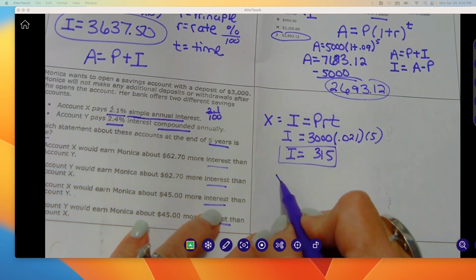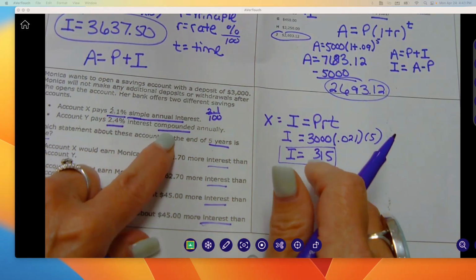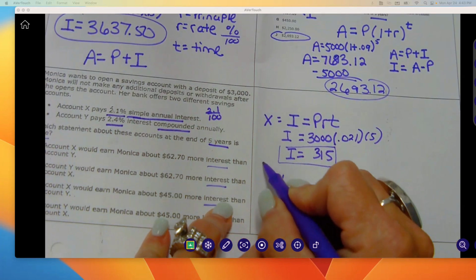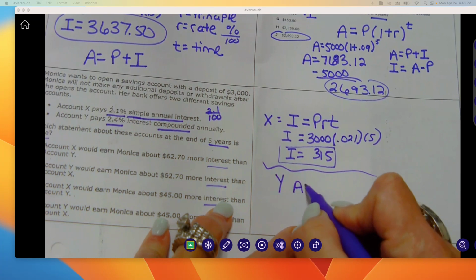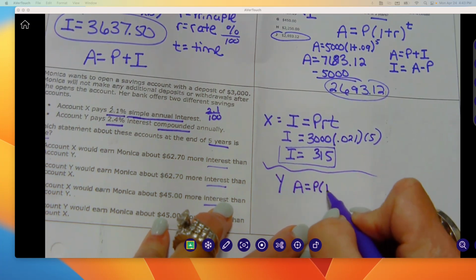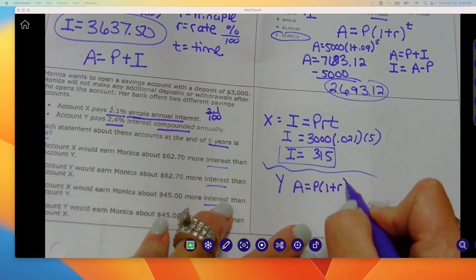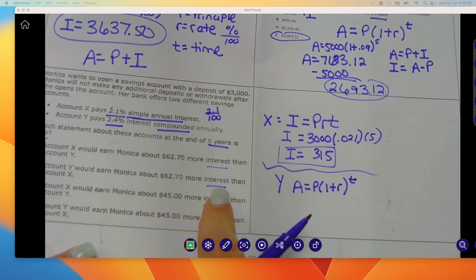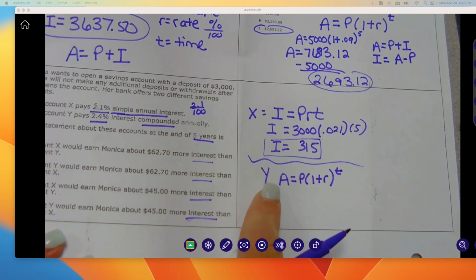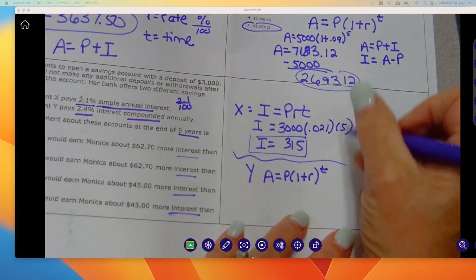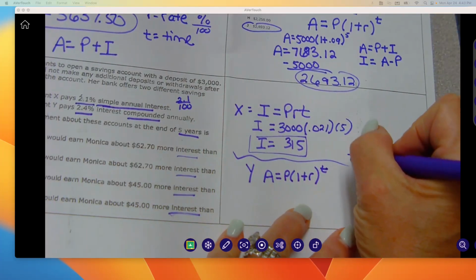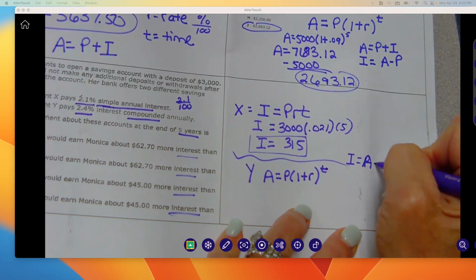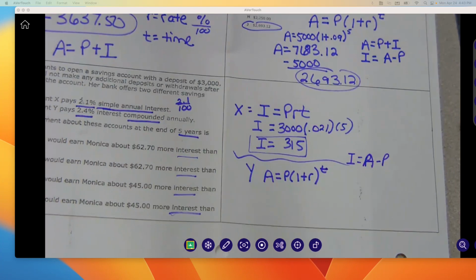For account Y, this one is compound. So I'm going to use the compound interest formula. So I have A is equal to P parentheses 1 plus R close parentheses, T as the exponent. But again, we're only comparing interest. But if you notice, I'm getting my total. So to get interest, I'm going to take my total minus the principal. I'm going to subtract it out.